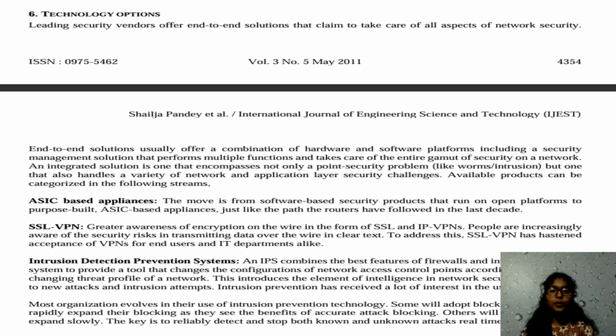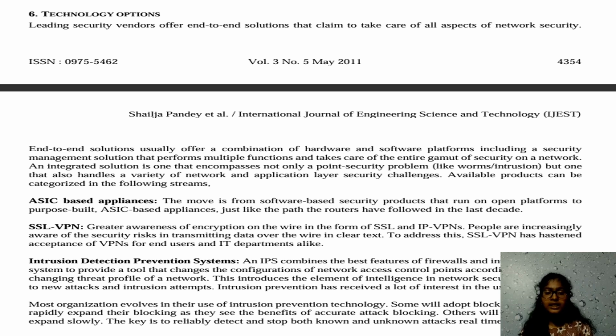Coming to the technology options, we have leading security vendors who provide end-to-end solutions that combine hardware and software to address all the aspects of network security. This solution covers both network and application layer challenges. The key technologies include ASIC based appliances, SSL VPN, and intrusion detection and prevention systems.